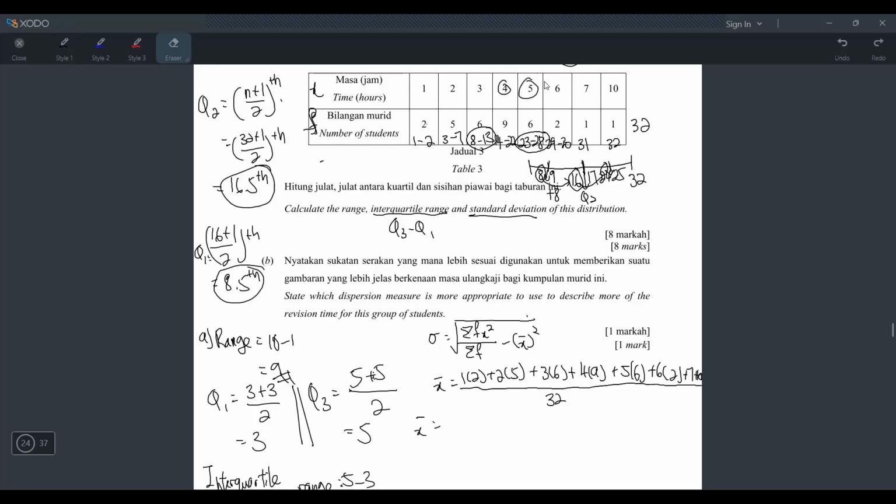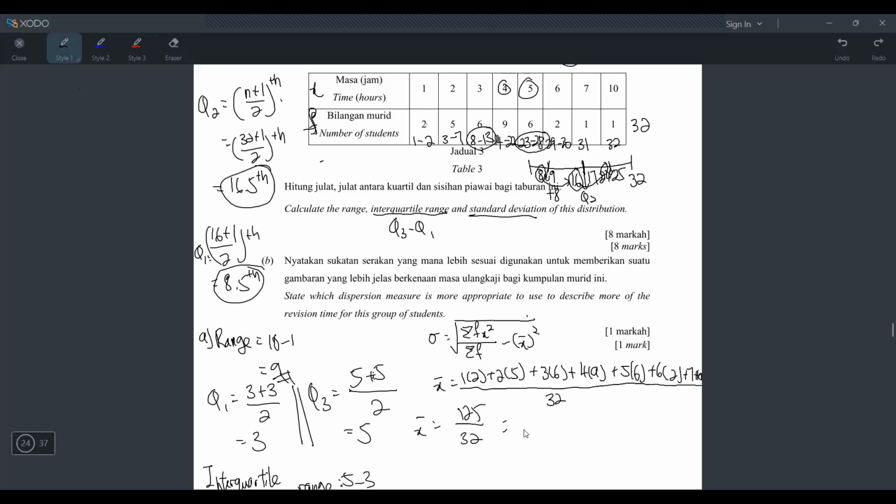If it's group data, but this one is ungrouped, that's why you can do it like this. Okay, so what is the total here? Let me use the calculator to press. 1 times 2 is 2, and then plus 10, plus 18, plus 36, plus 30, plus 12, plus 17. 125. And then divide by 32. 125 divided by 32 is 3.90625.